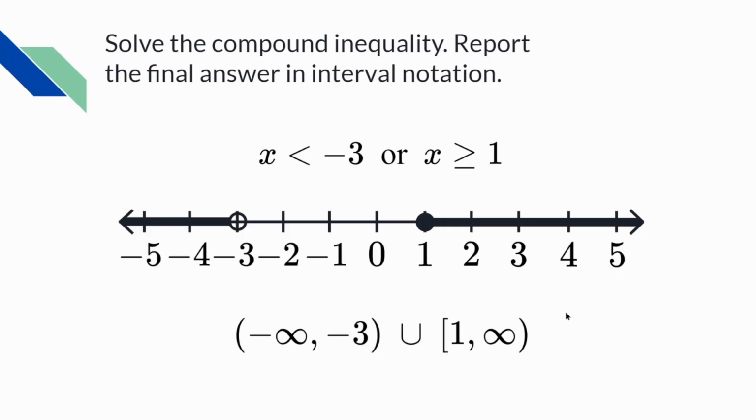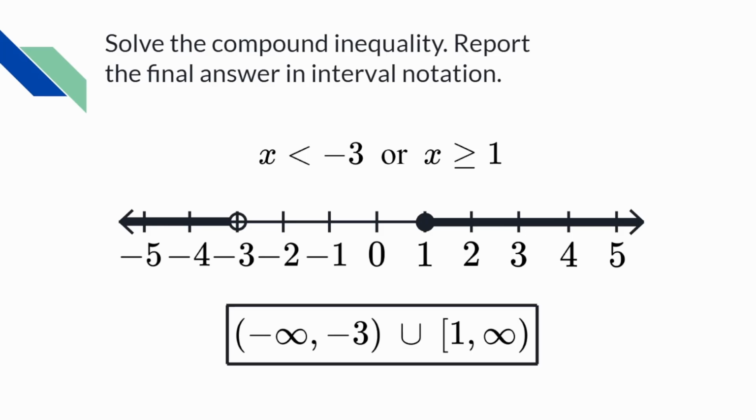So that's what that looks like in interval notation. This is everything from negative infinity to negative 3, or, remember this symbol means or, and we have everything from 1 to positive infinity. That's our solution set. Let's move on to the next example.